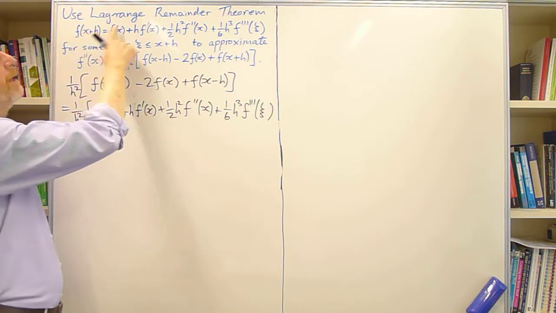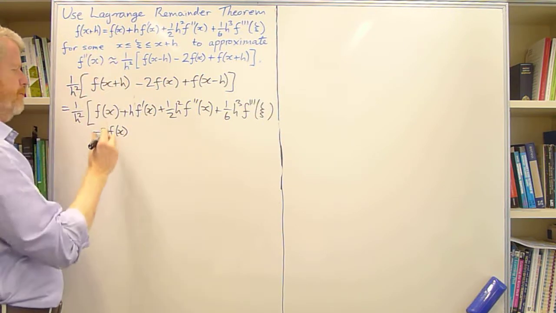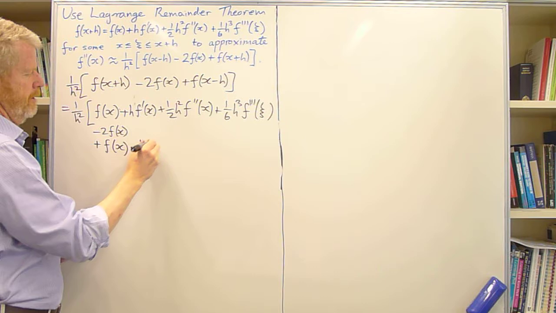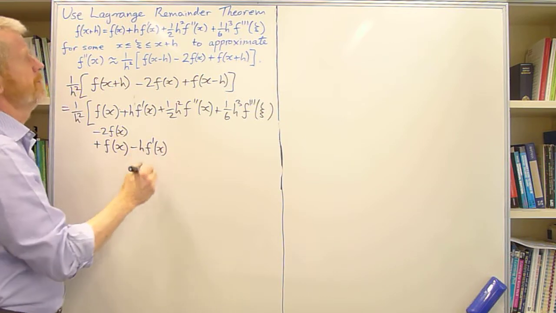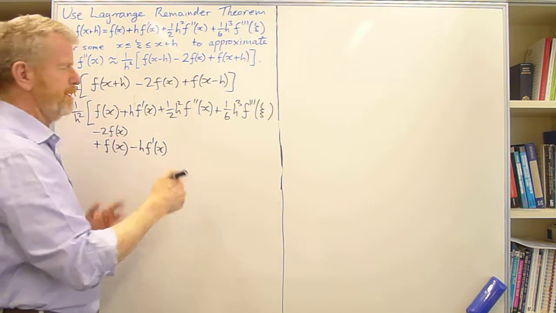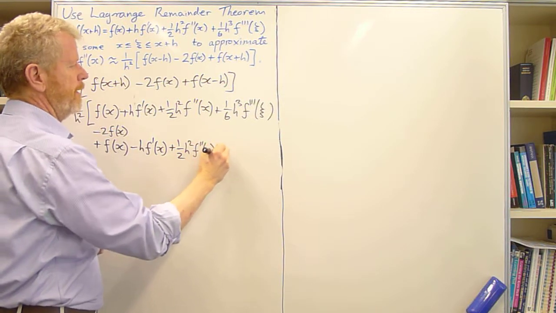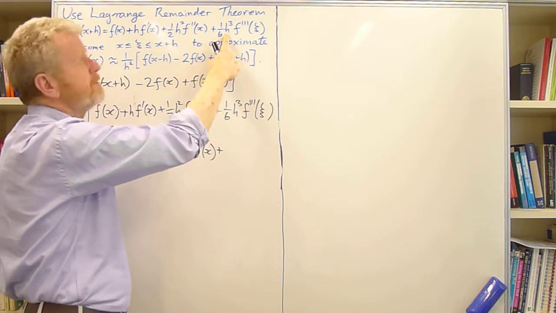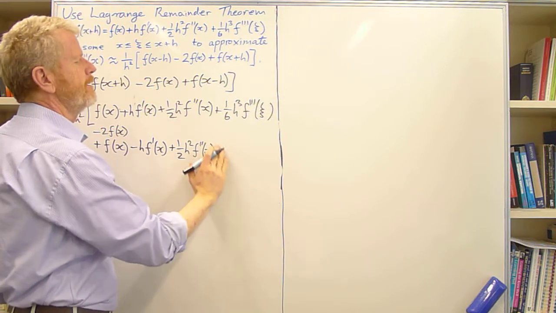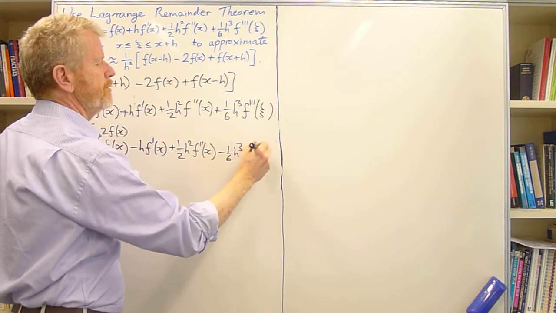we apply Lagrange's remainder theorem, but with h replaced by minus h. So the first term is f of x as before. Replace h by minus h, and we get minus h f dashed of x. Replace the h by minus h here, and minus h squared is just plus h squared, so this is a half h squared f double dash of x. Replace the h by minus h here, and minus h cubed is the same thing as minus h cubed f triple dashed of psi.